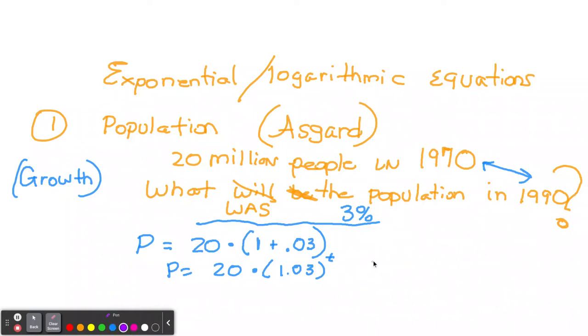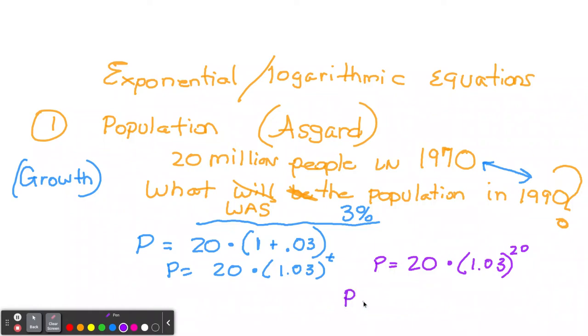Change the color. So now we have p equals 20 times 1.03 to the power of 20 years, and we just plug that in the calculator. Again, the 20 is the initial population. The 1.03 is the growth rate. We're putting a 1 because it is growth. You put a 1 with growth. If there's no growth, you don't put a 1. And t is the time frame.